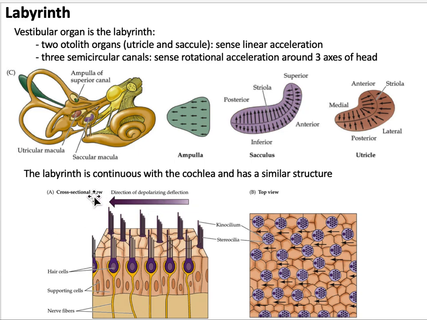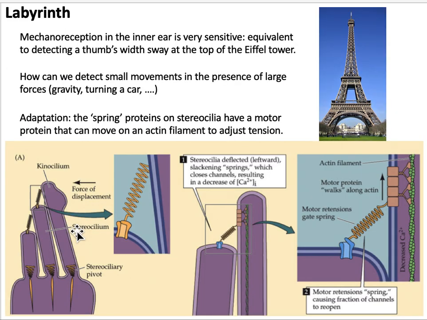Okay, so the labyrinth is continuous with the cochlea, and it has a similar structure. It also has these stereocilia that are in this sort of organization of tall to small, and they have these linker proteins. And so when something bends them, then potassium floods in, similar to the cochlear stereocilia. The mechanical reception in the inner ear is very sensitive, and it's equivalent to detecting the thumb's width sway at the top of the Eiffel Tower. And this is really pretty big, and it sways more than that just on a not so windy day.